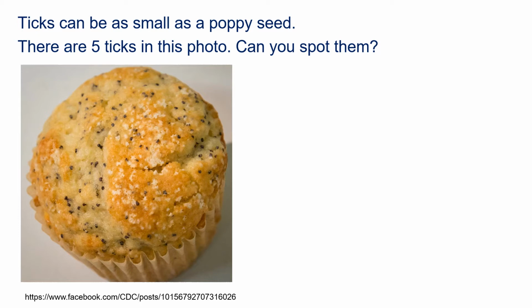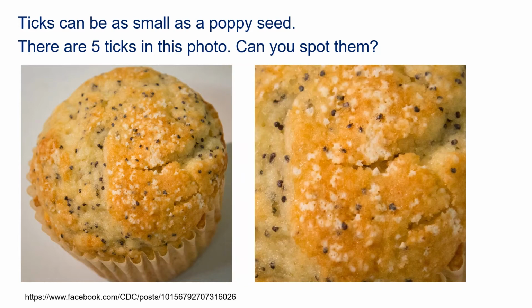Small as a poppy seed. Can you see them? There's a poppy seed bag out. Can you see the ticks? How about now? There's 5 of them. Ready? There they are. That's the question I ask myself. If I had something on my body the size of a poppy seed, would I notice it?